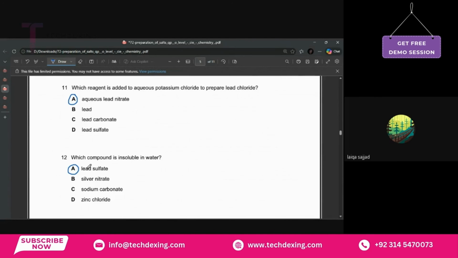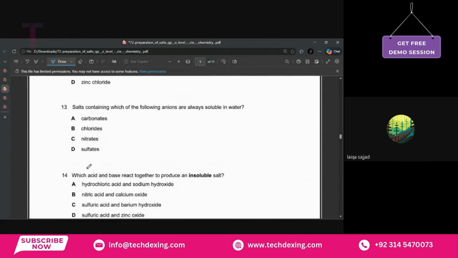What about zinc chloride? Zinc chloride is soluble. Are all the chlorides soluble? No. What are the exceptions? Silver and lead chloride. Very good, excellent. Silver and lead are the exceptions. Other than this, all the chlorides are soluble.